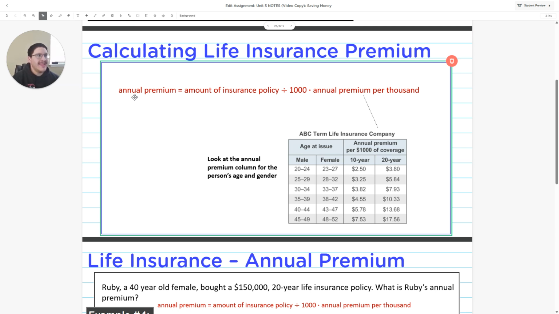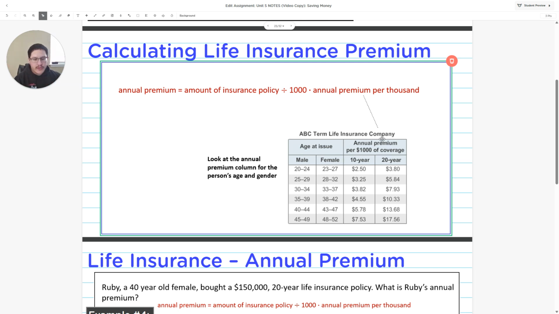So, to calculate the annual premium, whatever the amount of the insurance policy is, we're going to divide it by 1,000 and then multiply it by the annual premium per 1,000. This is just one of the ways that life insurance premiums can be calculated. Again, this is not the exact way that everybody does it.